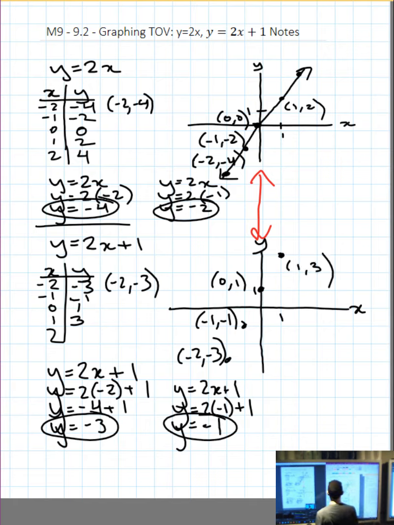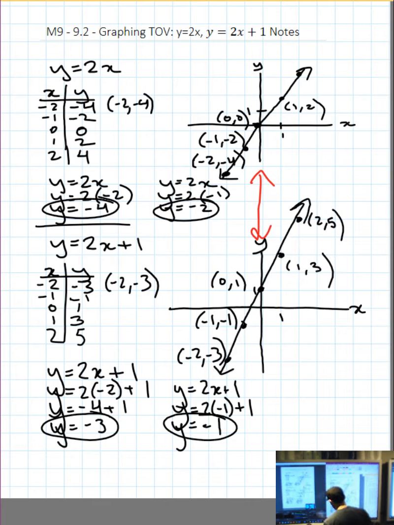Next x value is 2. Substituting 2 in for x. 2 times 2 is 4, plus 1 is 5. Putting that point on the graph, 2, 5. Labeling the point, 2, 5. Then I can look at everything. I get my line. Again, not always a line.